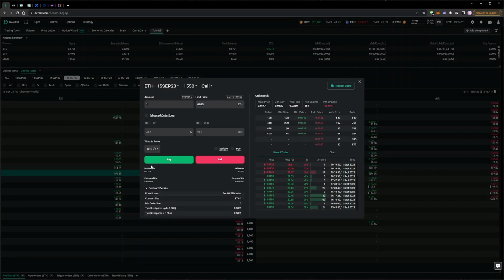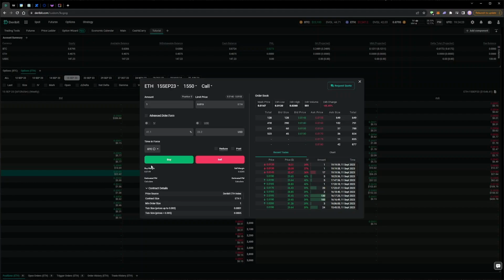We click the row for the 1,550 strike, so the strike price is $1,550, and we clicked on the left side of the chain, so we are looking at the call option. In the top right we can see the order book. The best bid is currently 0.0145 and the best ask is currently 0.0155. But we can see the other bids and asks at other prices as well.